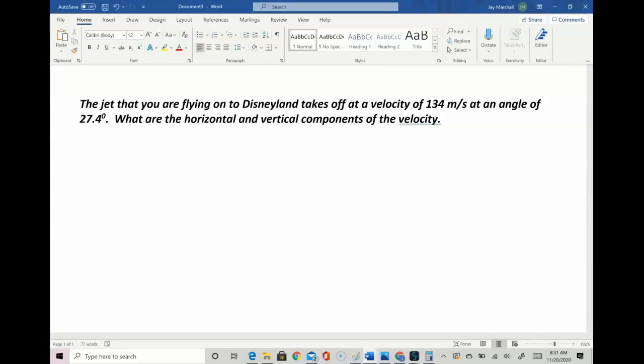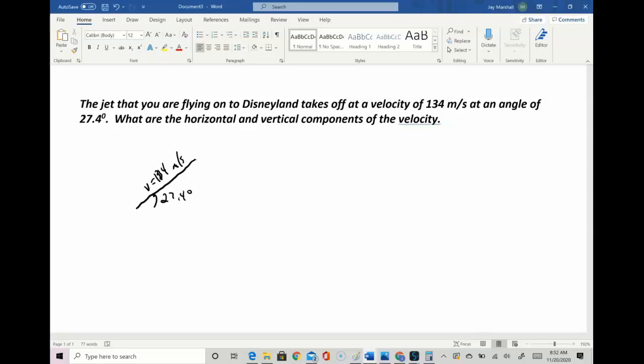Anyway, the jet that you're flying on to Disneyland takes off at a velocity of 134 meters per second at an angle of 27.4 degrees. What are the horizontal and vertical components of the velocity? You do understand this skill also from angled launch, but I want a separate problem here showing that you understand this basic principle. I've got a plane taking off at an angle of 27.4 degrees, and the velocity is 134 meters per second. And we use the idea of vector addition, and we go backwards.